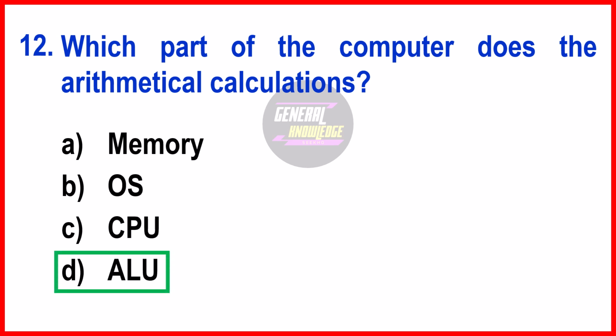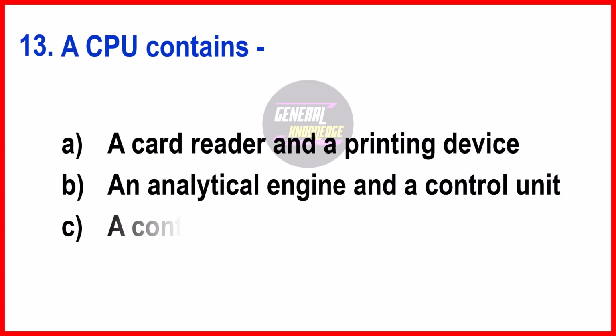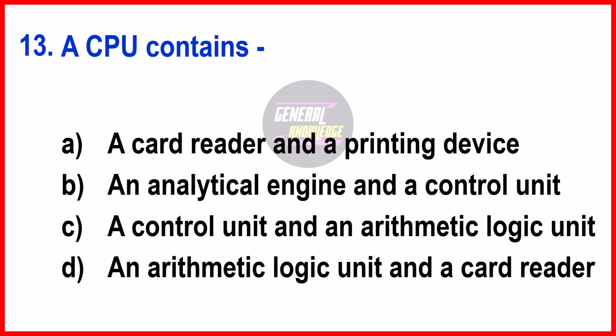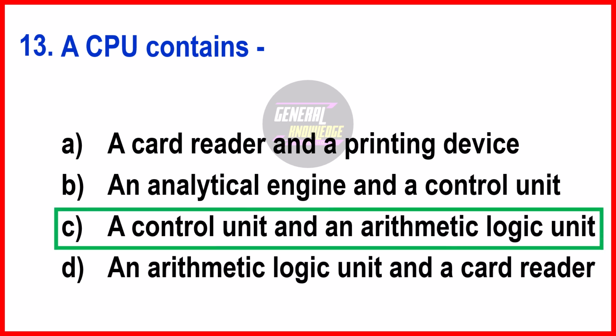The arithmetic logic unit, a key component within the central processing unit, performs all arithmetic and logical calculations in a computer. The ALU uses digital circuits and logic gates to process binary numbers, acting as the computer's mathematical brain to execute instructions and manipulate data. A CPU contains. The right answer is option C, a control unit and an arithmetic logic unit.